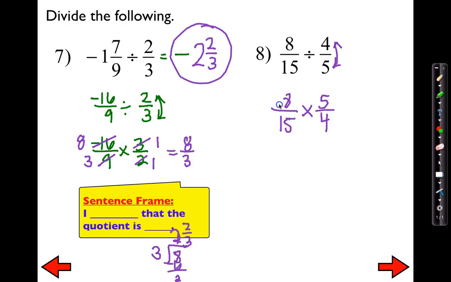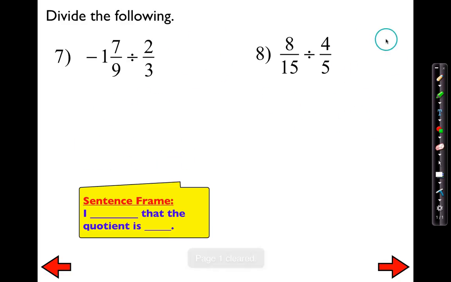8 and 4 have 4 in common. So 8 divided by 4 is 2. 4 divided by 4 is 1. 15 and 5 have a 5 in common. So 15 divided by 5 is 3. 5 divided by 5 is 1. So 2 times 1 is 2, and 3 times 1 is 3. Notice I didn't care too much about the signs because they're both positive, so automatically I know they're positive. So I would say the quotient is 2/3.